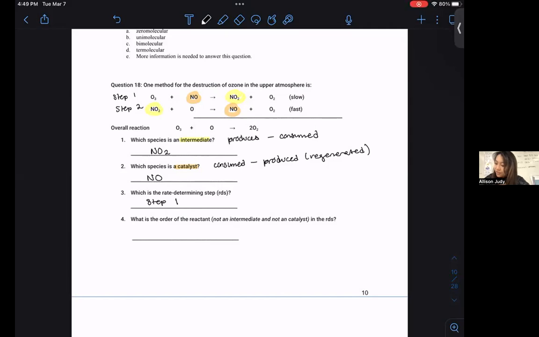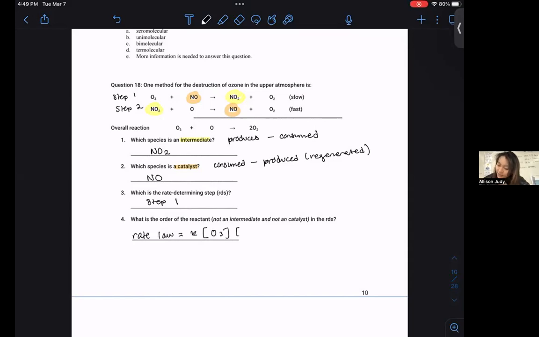When we look at the rate law, we know that the rate law of the overall reaction is going to equal the rate law of the elementary slow step, or the rate determining step. So we say that the rate law is equal to some constant k, specific to the reaction, times the reactants of the RDS. And here we see that our reactant for step 1 is O3.